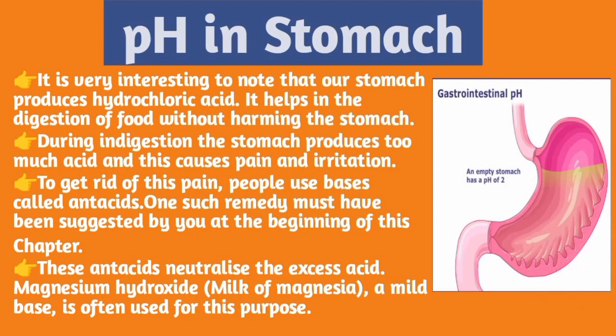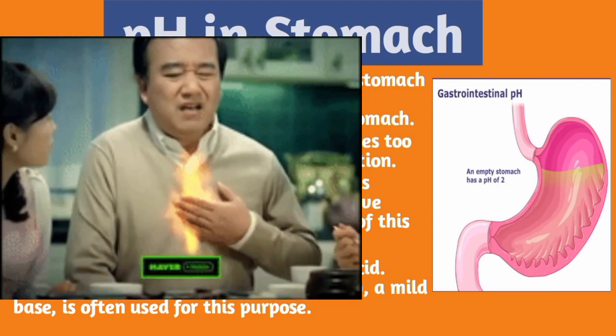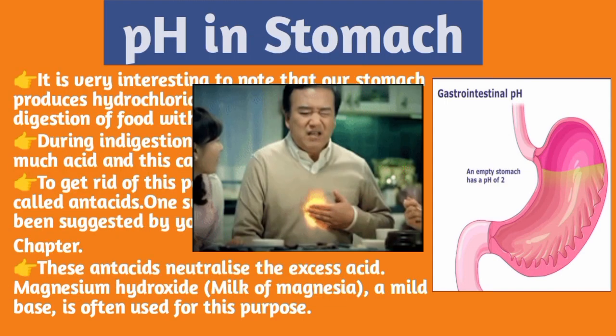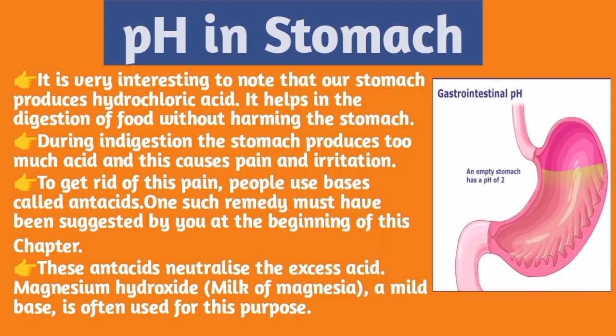Another importance in our daily life is pH in the stomach. It is very interesting to note that our stomach produces hydrochloric acid. It helps in the digestion of food without harming the stomach. During indigestion, the stomach produces too much acid and this causes pain and irritation. To get rid of this pain, people use bases called antacids. One such remedy must have been suggested by you at the beginning of this chapter. Already we discussed. These antacids neutralize the excess acid.